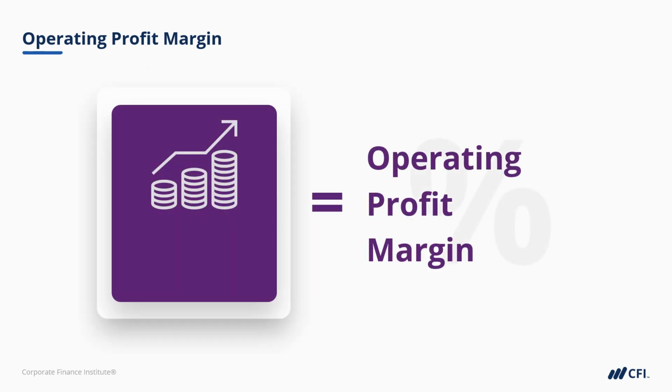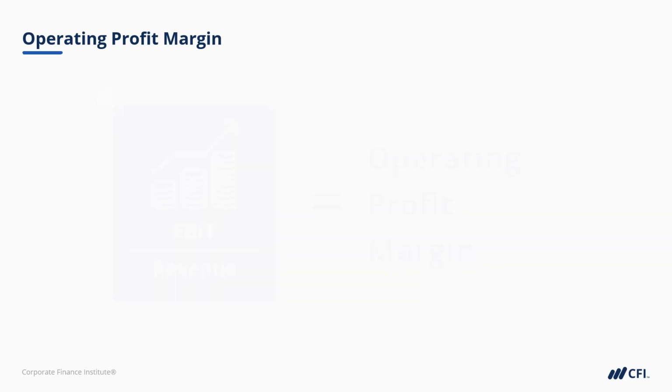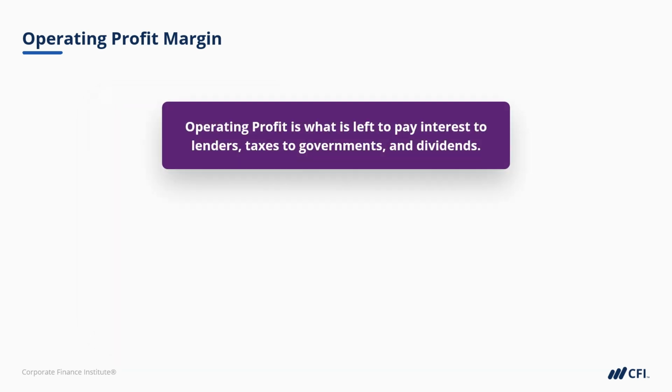In order to calculate the operating profit margin, we take the earnings before interest and taxes, also referred to as EBIT or operating profit, and divide it by sales revenue to return a percentage. The higher this percentage is, the more profitable the business is. As you'll recall from earlier, the operating profit is what's left to pay interest to lenders, taxes to governments, and dividends or other forms of return of capital to shareholders.